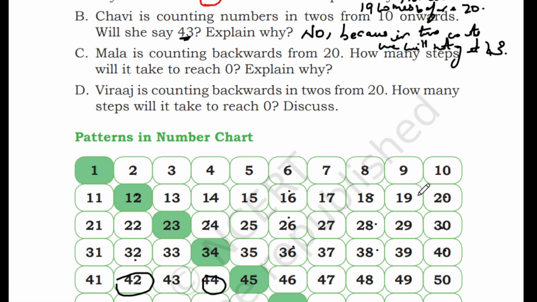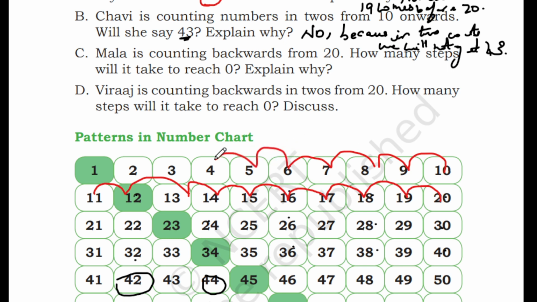Okay, so we have number 20 here and we have to count backwards, right? From 20 to 19 is one jump. So one jump, 17, 16, 15, 14, 13. From 13 we have 12, 11, and again from 11 we have 10, 9, 8, 7, 6, 5, 4, 3, 2, 1, and we have 0 because they asked how many jumps it will take to reach 0, right? So we have 0 here.